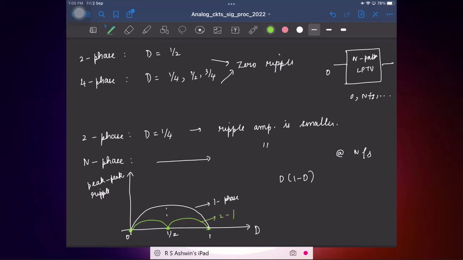And again, if you go for a 4-phase, you will have 0 ripples at all these points. Right? And you can see as you increase the number of phases, the peak to peak ripple will also reduce. And that's simply because we have eliminated many of the harmonic transfer functions in the LPTV system. Okay, so let's stop here and we can continue.